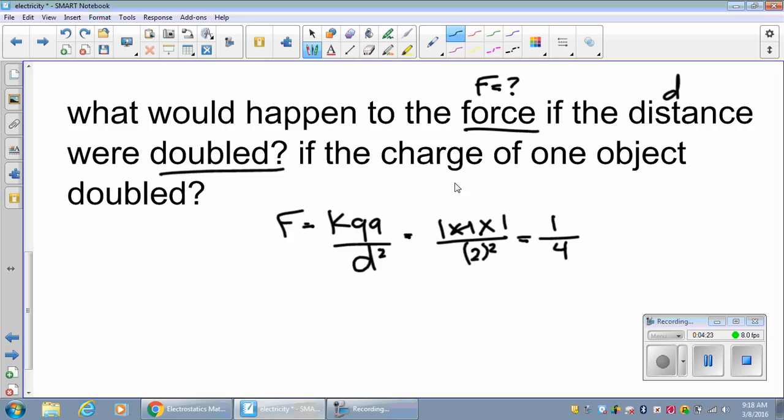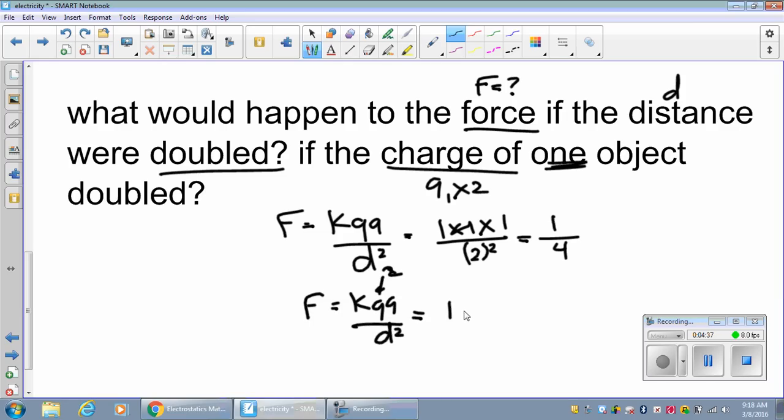What if the charge of one object were doubled? So Q1 is times 2. What would I do this time? Force equals K QQ over distance squared. I'm just going to pick any one of these charges and plug a 2 in there, and the rest are going to stay as a 1. So 1 times 2 times 1 over my distance, 1 squared, so it's just going to be a 1. 1 times 2 is 2 over 1 squared, so it's just 1. So it would double. That's obvious, right?